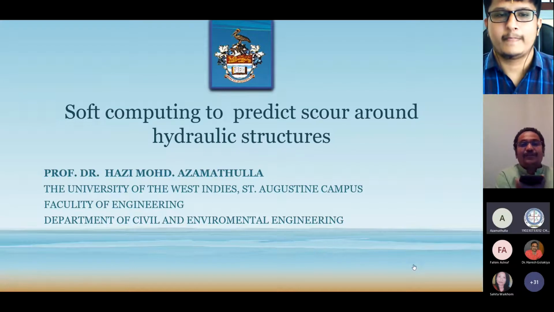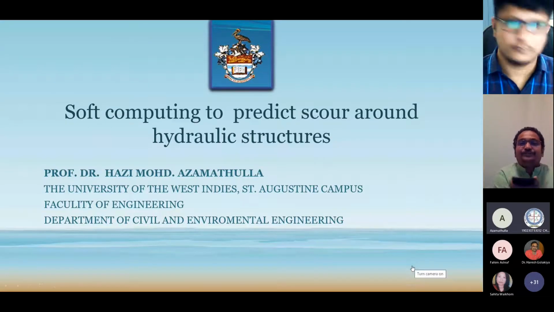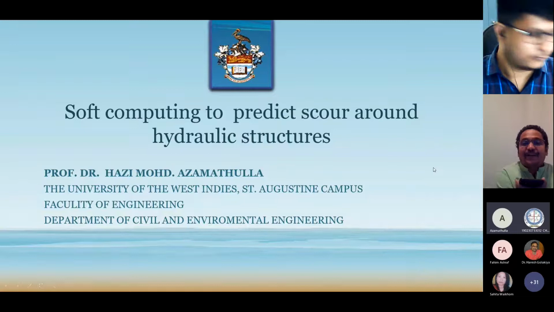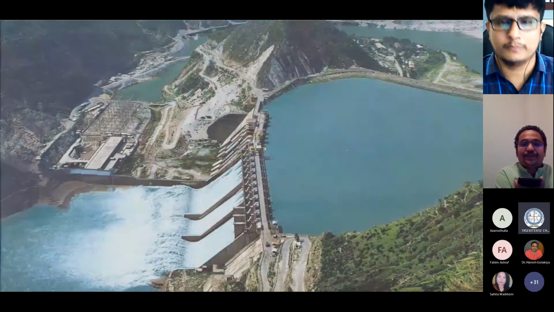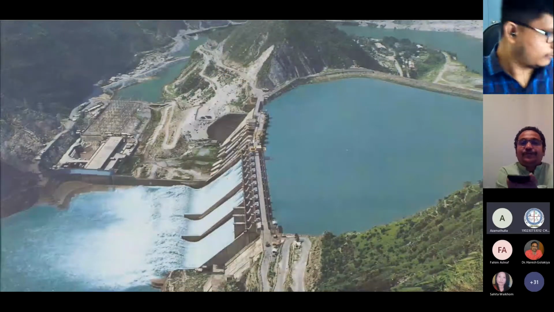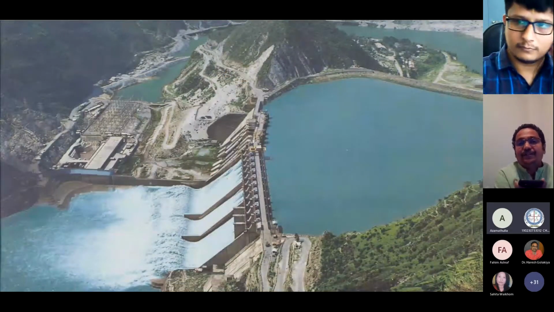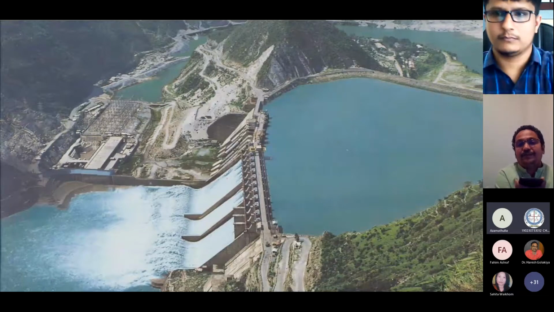Thank you very much. Today I am going to talk about soft computing techniques to predict scour around hydraulic structures. Yes, next slide, please. Okay. Due to high velocity jets, you can see this is the Salal Dam spillway in Jammu and Kashmir.